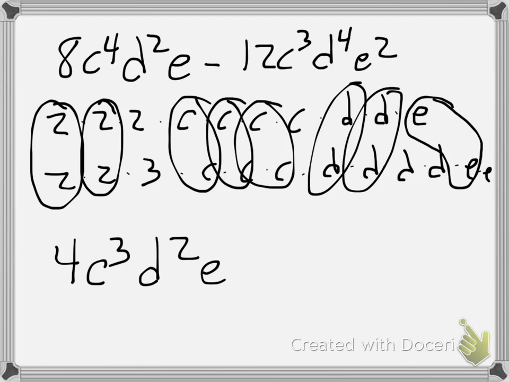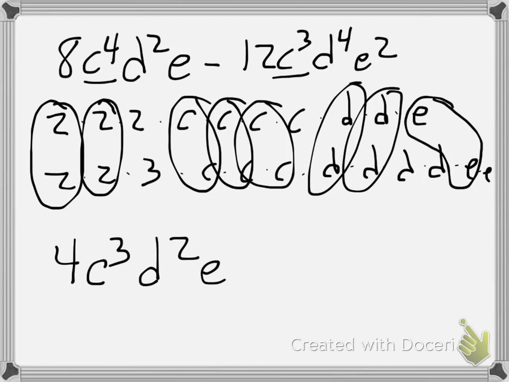Now if you look at this, it's a little bit easier. Once you find the greatest common factor of the prime factorization numbers, which is 4, you can look at your variables and just determine which one has the least amount of variables. So for instance, we have a c to the 4th and a c to the 3rd.